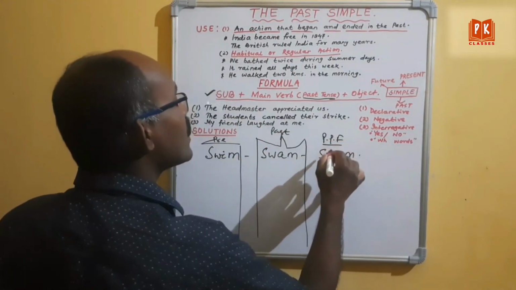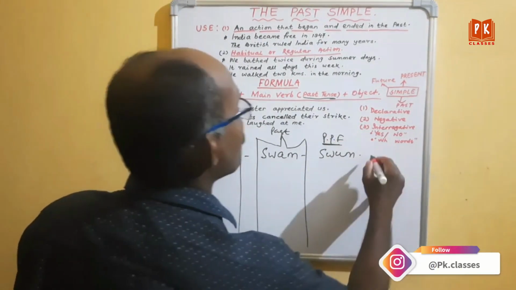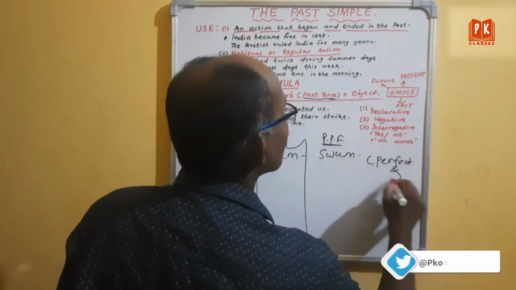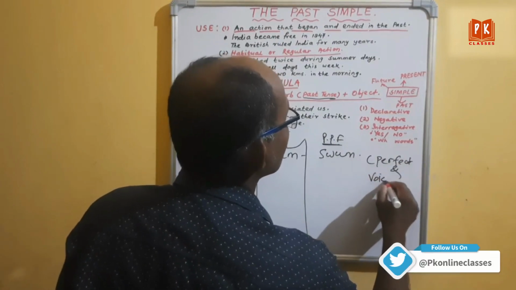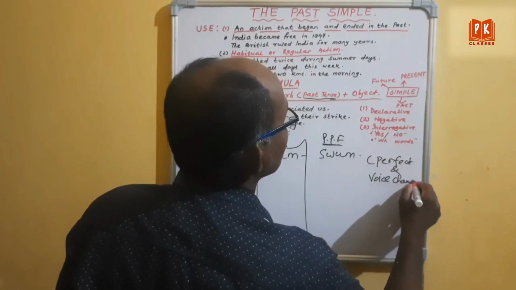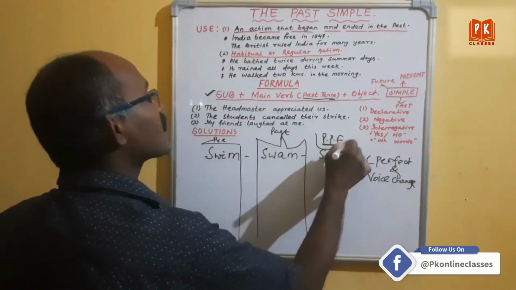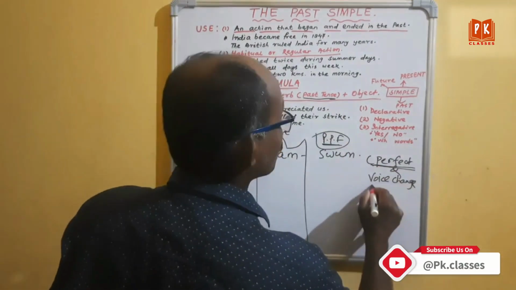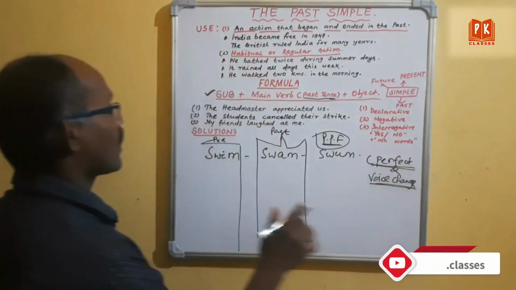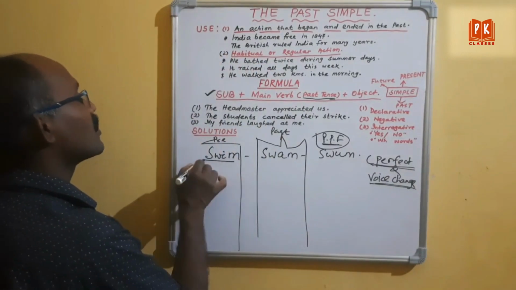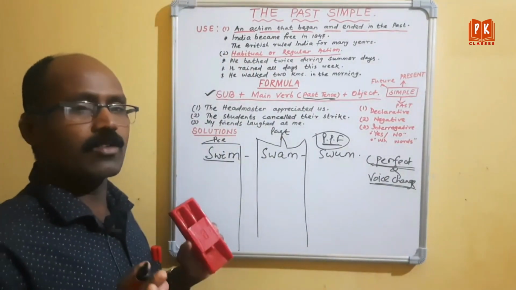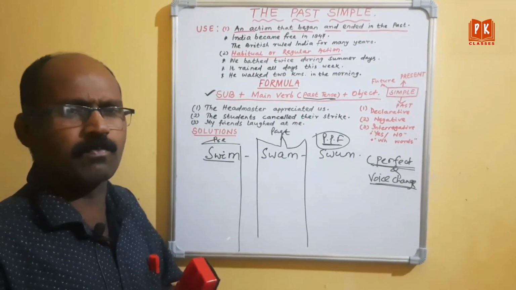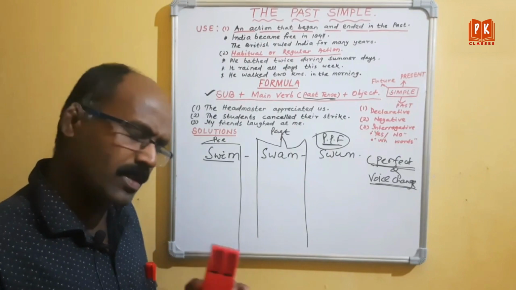It is always used in what? Perfect and also voice form, voice change. The use of the past participle form is only in perfect and also voice change. Please remember. And already we have discussed present. Present is already over. We have practiced many: simple, progressive, perfect, perfect progressive, we have done.